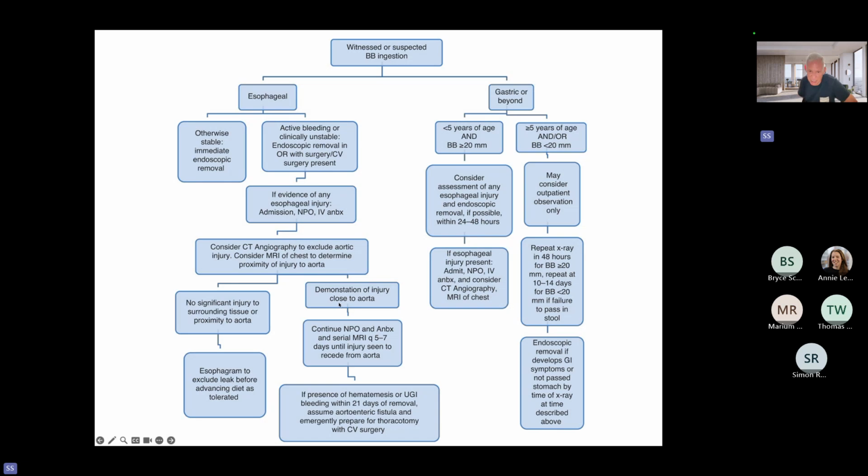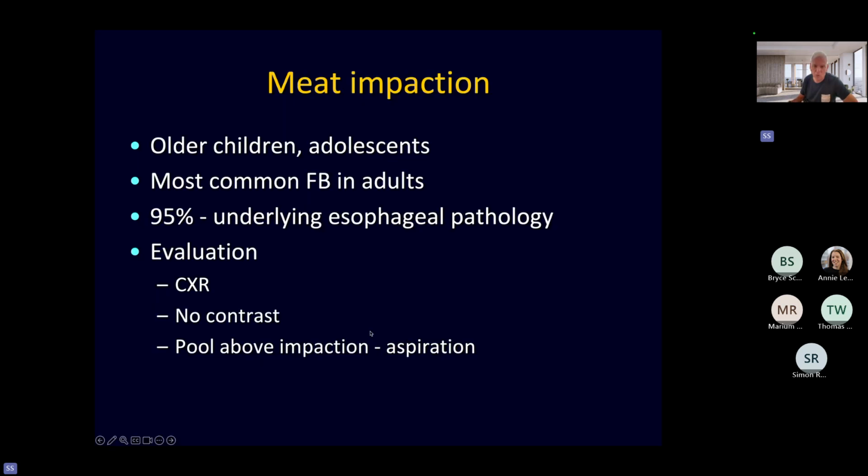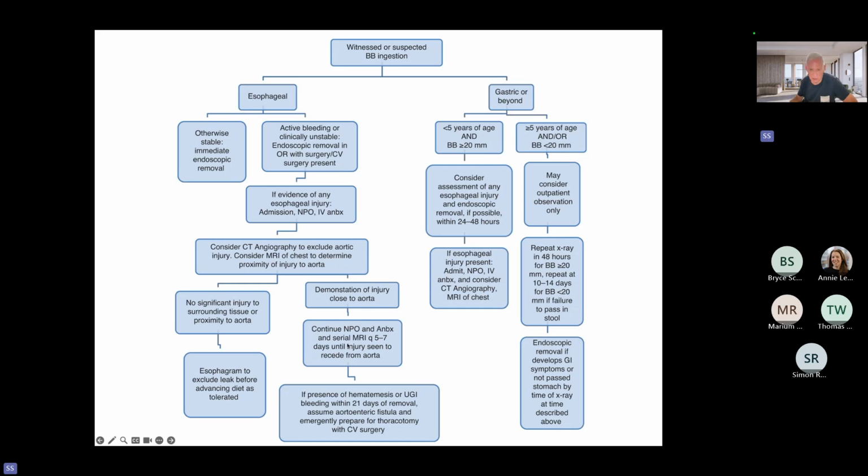If there's injury close to the aorta, continue the patient NPO and antibiotic therapy, and a serial MRI every 5 to 7 days until the injury is seen to recede from the aorta. If there's the presence of hematemesis or upper GI bleeding within 21 days of removal, assume an aortoenteric fistula, and that's an emergency. I've never gone that far, but these are the things you have to worry about. If there's no significant injury to the tissue or proximity of the aorta, for a prolonged ingestion you want to do an esophagram to exclude a leak before advancing the diet.